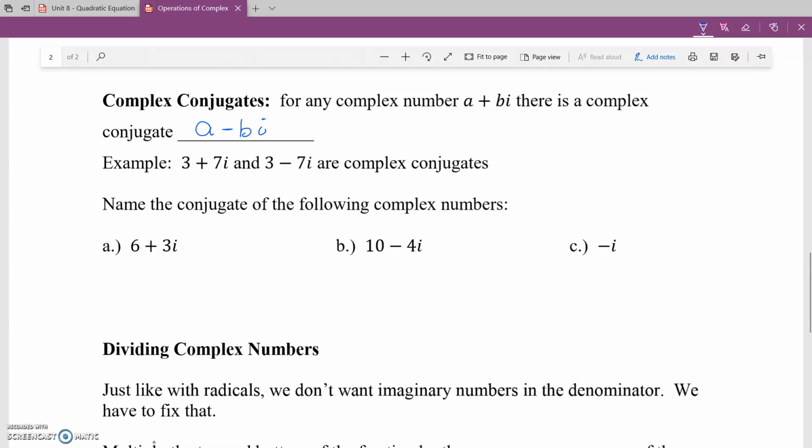3 plus 7i and 3 minus 7i are conjugates. 6 plus 3i is really 6 minus 3i for a conjugate. The conjugate of 10 minus 4i is 10 plus 4i. And the conjugate of a negative i is just a positive i.